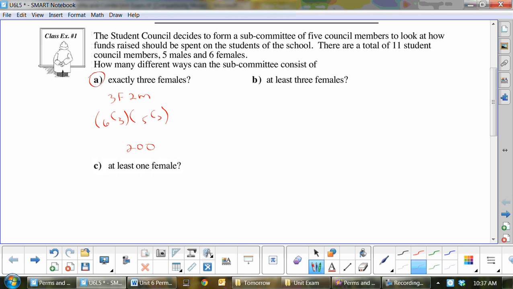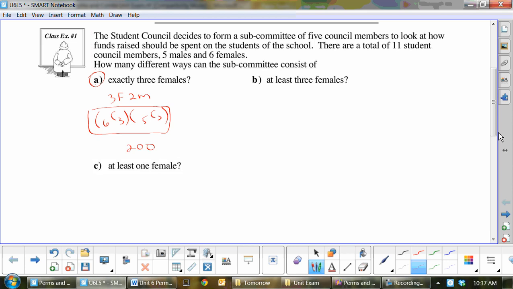These should take longer to put in your calculator than they take to actually write down. But this is the important part. If I was doing multiple choice, I'd probably just put that in my multiple choice. I wouldn't put the 200. Once in a while, they'll put the numerical answer, but most times that's what they're concerned with. You know how to do that.